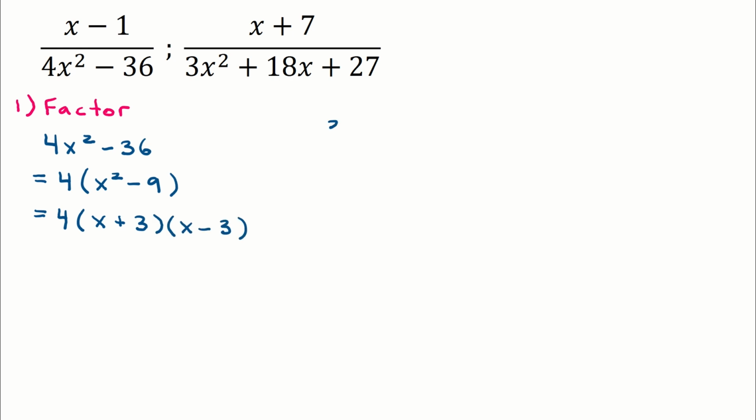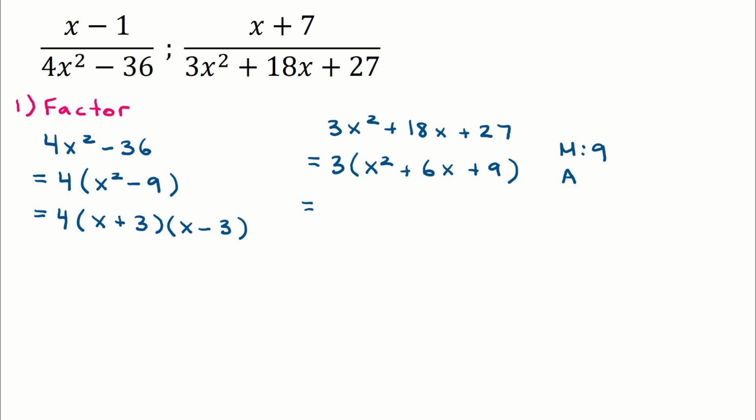For our second expression, we have 3x squared plus 18x plus 27. When we go to factor this, I'm going to factor out the 3 first, giving me x squared plus 6x plus 9. And then we can factor this using the simple trinomial method. We need two numbers that multiply to 9 and add to 6. And the numbers in this case will be +3 and +3. So this works out to 3 times (x plus 3) squared because we have the 3 occurring twice.